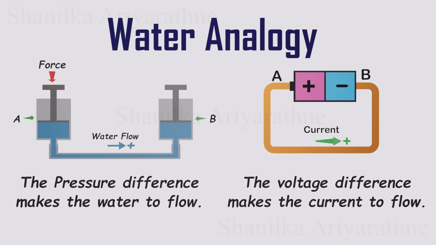When a battery is connected to a circuit, electrons move from the negative terminal to the positive terminal. However, in the context of electricity, we consider current to move from the positive terminal, high potential, to the negative terminal, low potential.